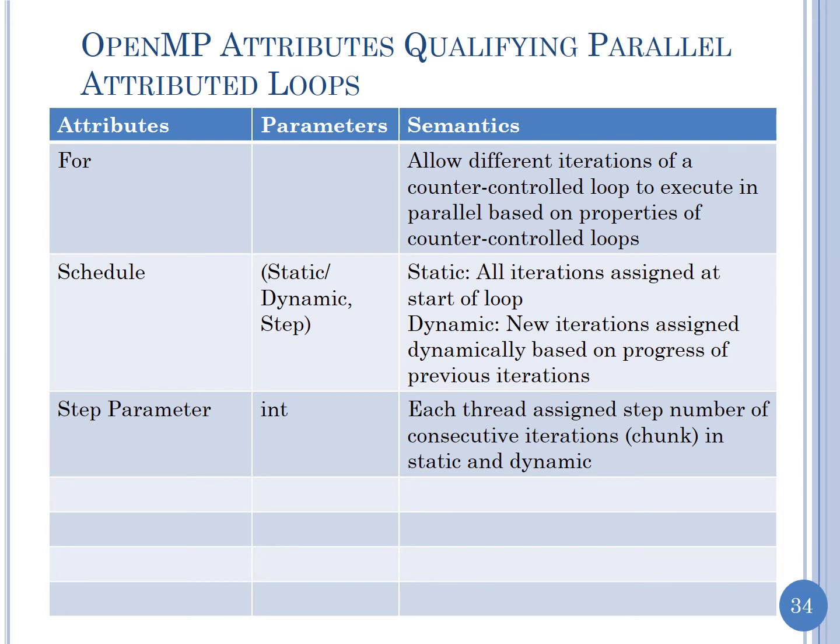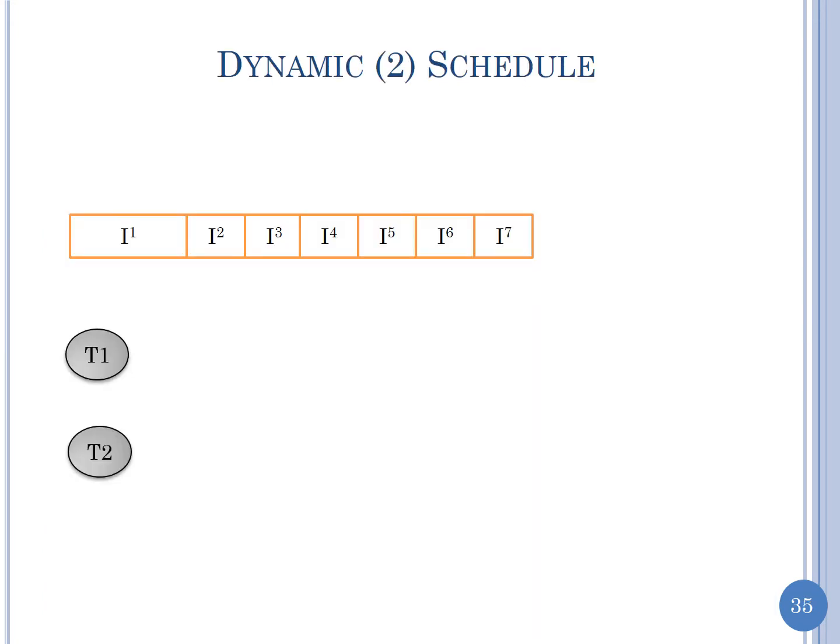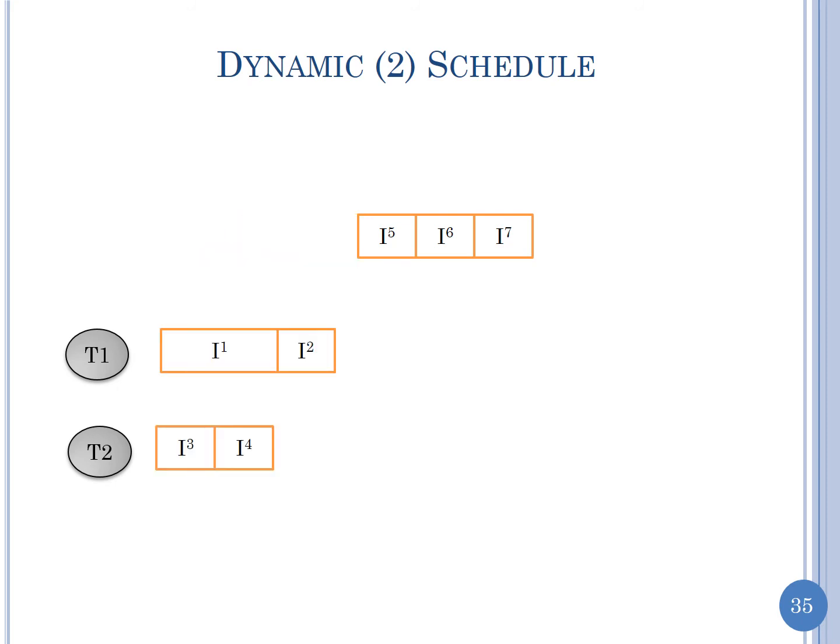Let's look at a dynamic schedule example here. We assign I1 and I2 here, I3 and I4 here. At this point, when T2 finishes, I5, I6, and I7 are up for grabs. We know we will assign 2 at a time, but we don't decide where we will assign. So I5 and I6 go here, and when T1 finishes, I7 goes here. Questions?